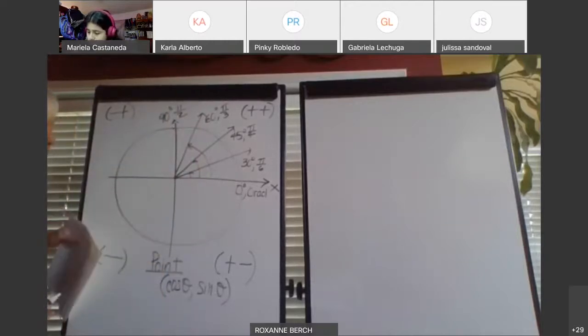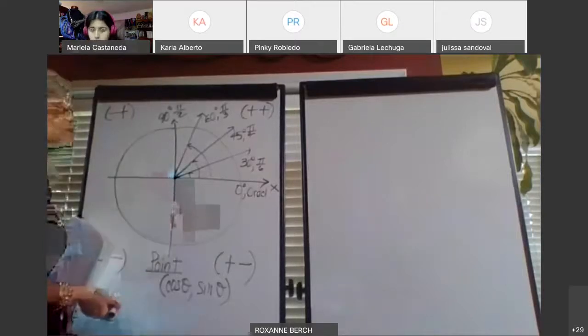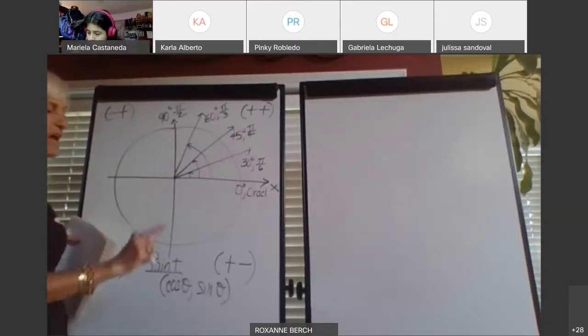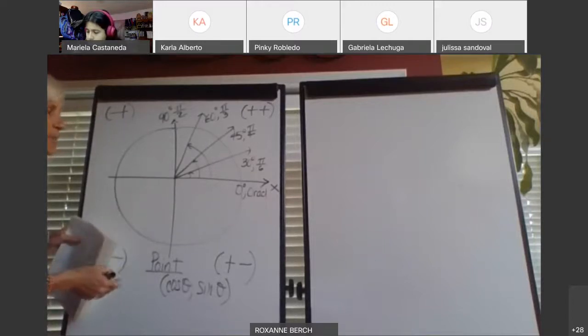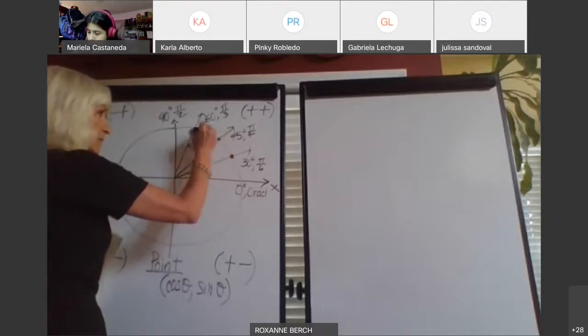Okay, now, let's memorize this. These are the reference angles, in degrees and radians. And you're going to hear me talk about the reference angles in a minute. I'm going to define it, and this is going to be a very important concept.